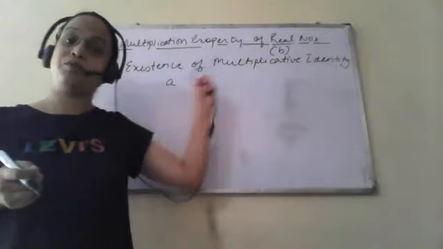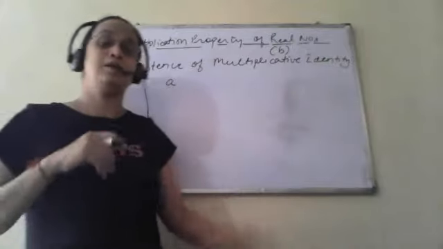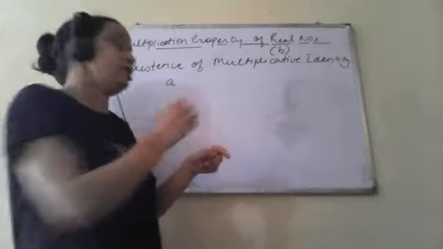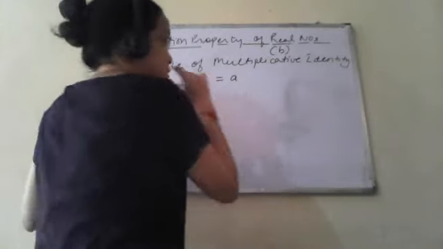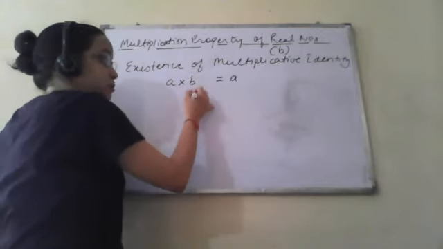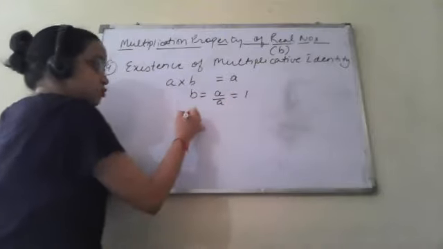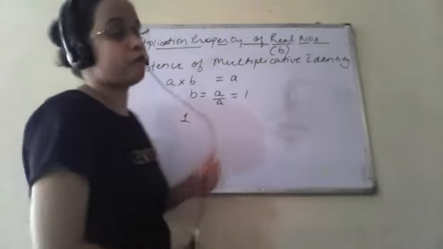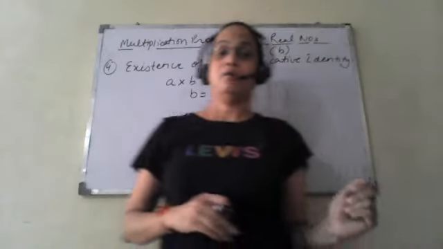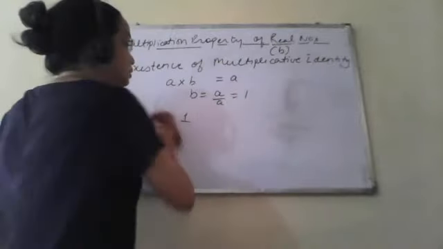So what can be multiplied to a if we need the same value as a? If we are multiplying b with that, what will be the value of b from here? It will be a upon a, or it is 1. So 1 is the multiplicative identity of all real numbers. It means that when we multiply any real number by 1, we will get the same result. Clear?